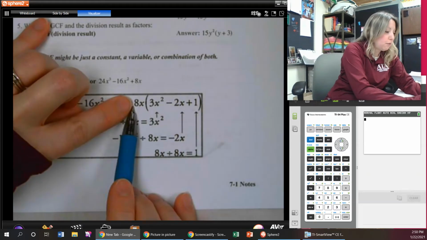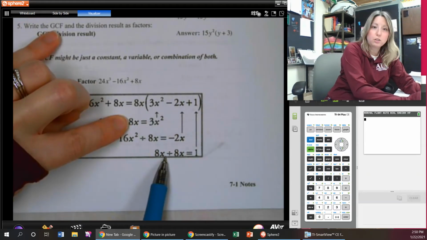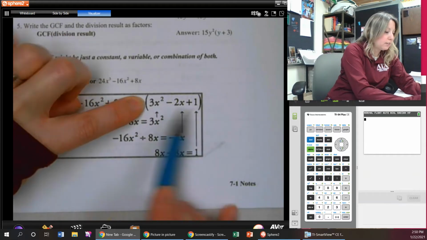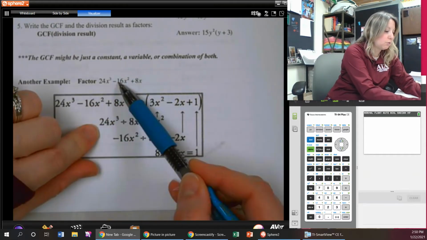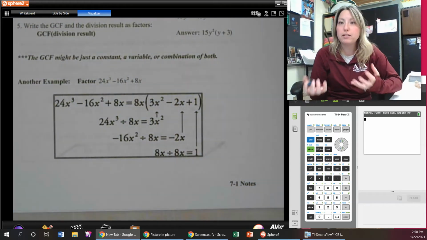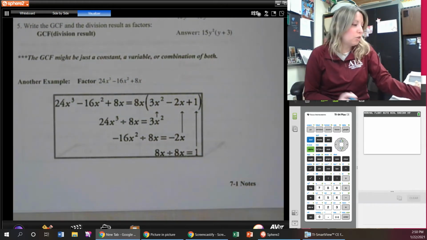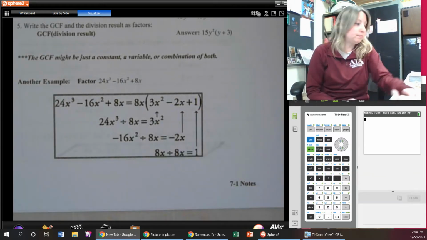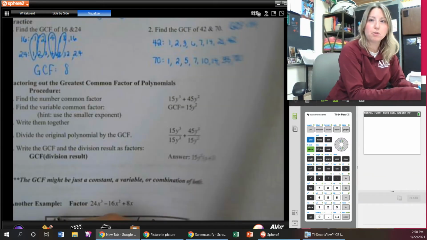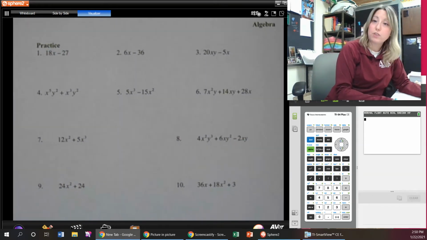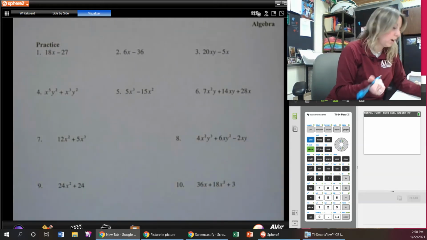The GCF, the thing that all of those was divisible by, is left up front. The leftover has the same number of terms as the original polynomial, because any number divided by itself will always leave a 1. So they'll always be the same number of terms as the original polynomial. Let's just do examples. It helps a lot to just do lots of examples. So that's what I'm going to plan to do, right?